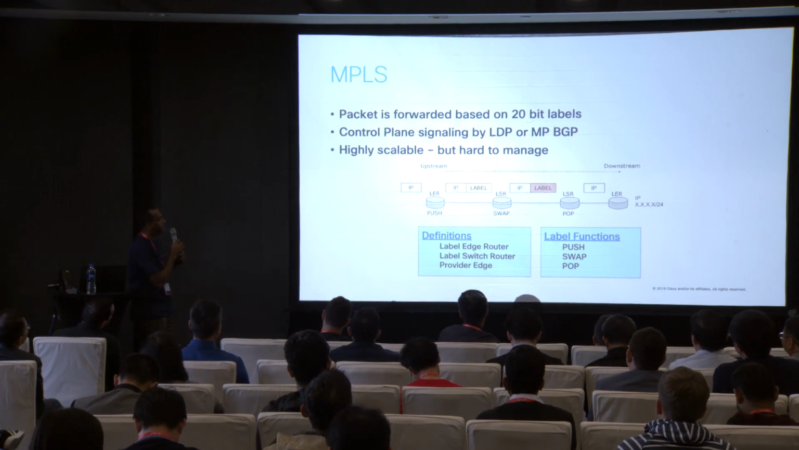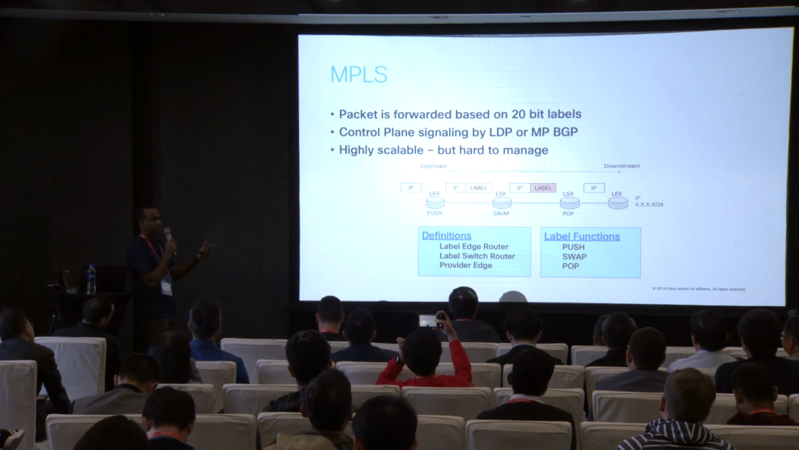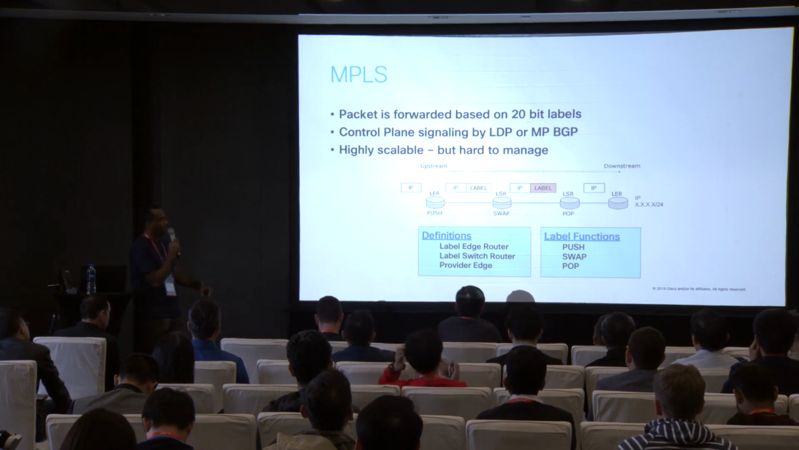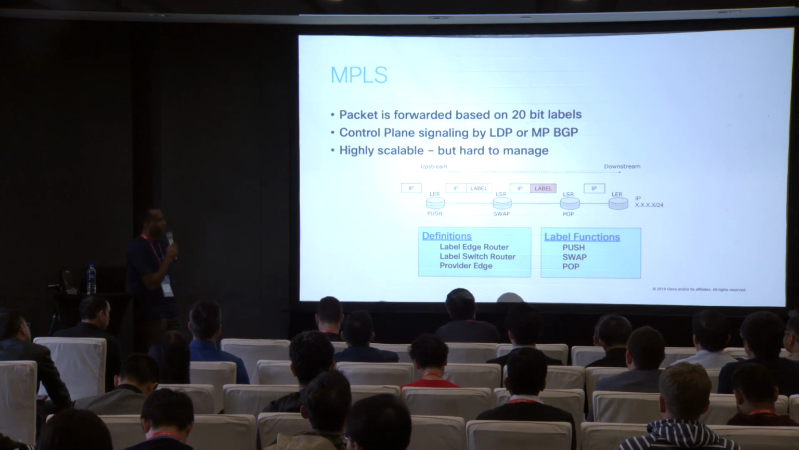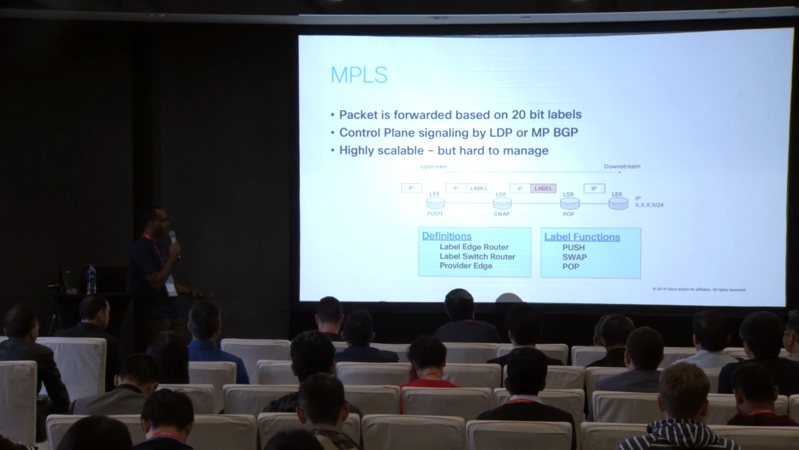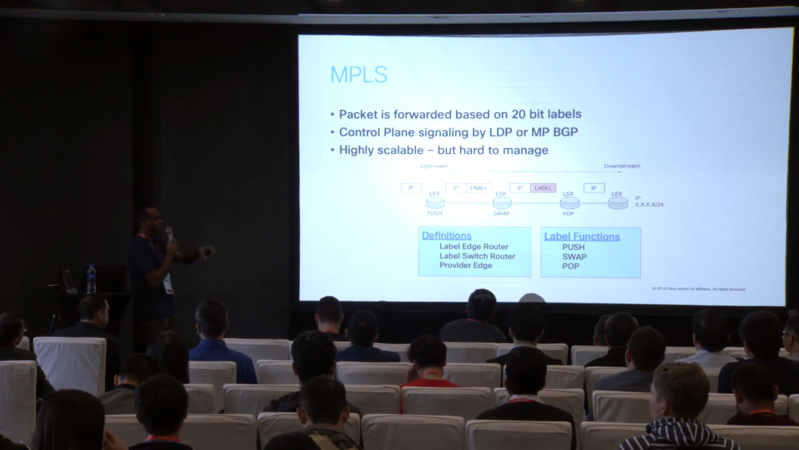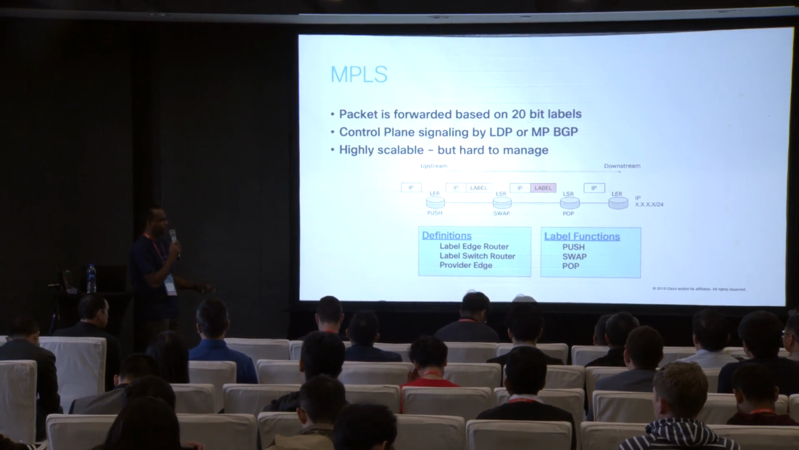And if you want to deploy an MPLS data path, you need to have the control plane, and the control plane can be signaled by LDP, RSVP-TE, or BGP multi-protocol. It is highly scalable, but it is very hard to manage because all the labels that are distributed in your backbone are locally significant, and it gets difficult to understand and troubleshoot how these labels are mapped into different routers. So that's how MPLS works.